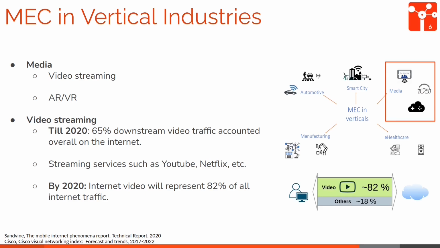According to the Global Phenomena Report, till the year 2020, 65% of downstream video traffic was accounted for overall on the internet, which is mainly derived from streaming services such as YouTube, Netflix, etc. By the year 2020, according to Cisco, internet video will represent 82% of all internet traffic. So the essence of all the reports is the predominance of video traffic for the foreseeable future.